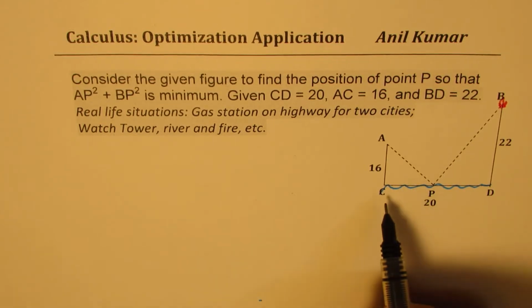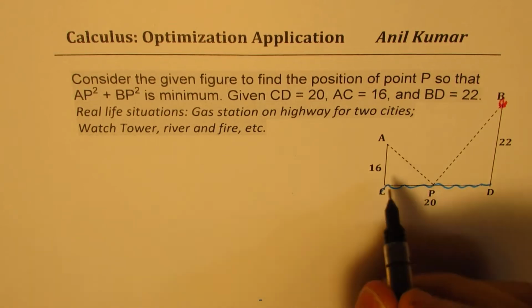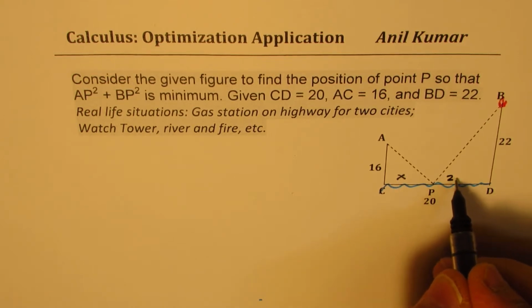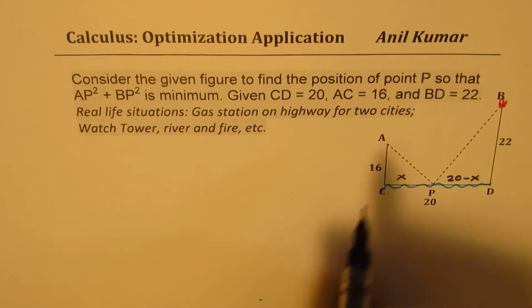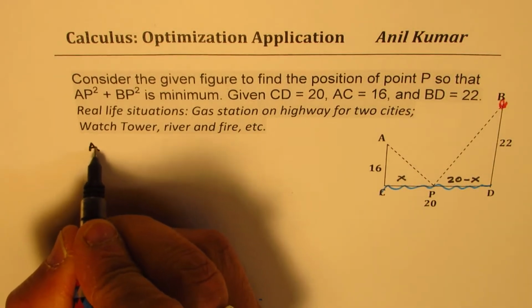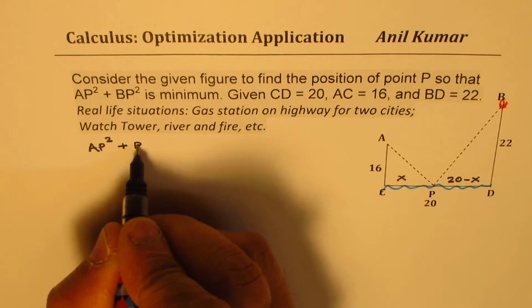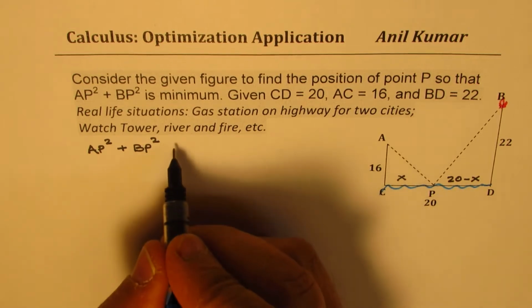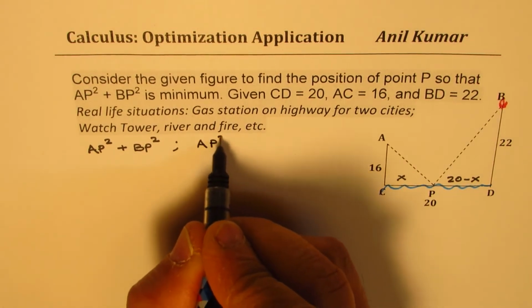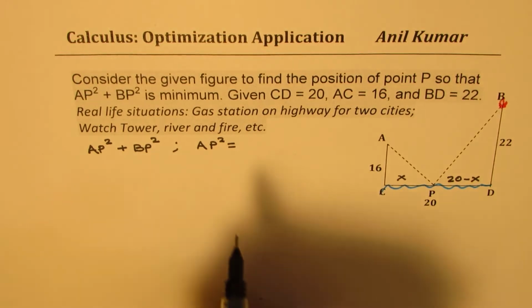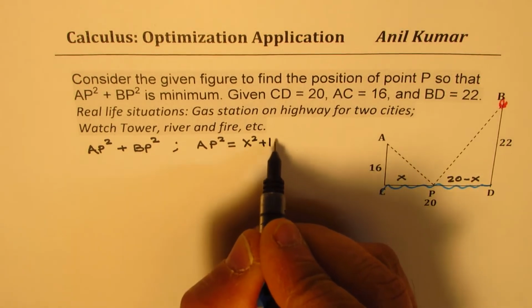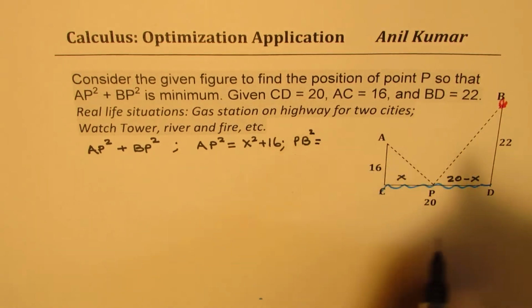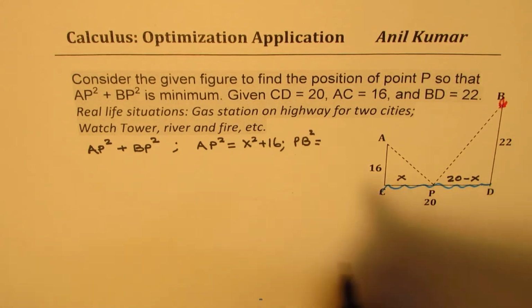So we are given here the distance between C and D is 20. So let us assume that this is x. In that case, P to D will be 20 minus x, correct? And we need to minimize AP square plus BP square. This is what we need to minimize. So what is A to P equals to? Well, we can write AP square as sum of squares of 16 and x. So that is x square plus 16 square. And P to B, that square will be equal to 22 square plus 20 minus x square, right?